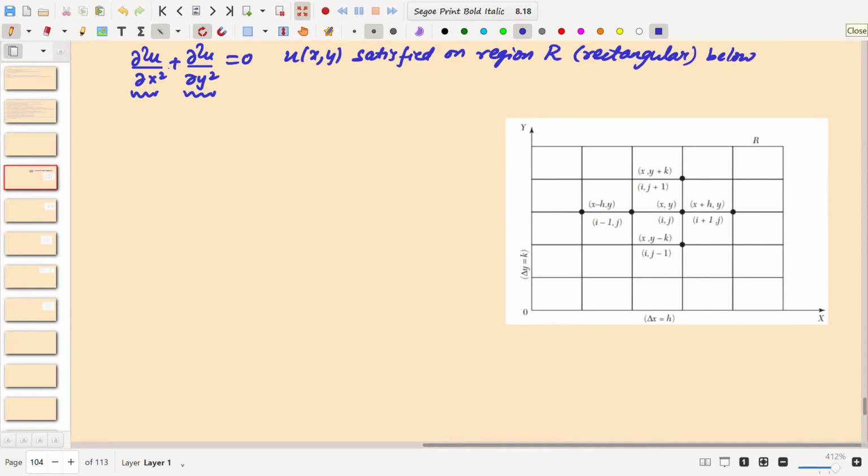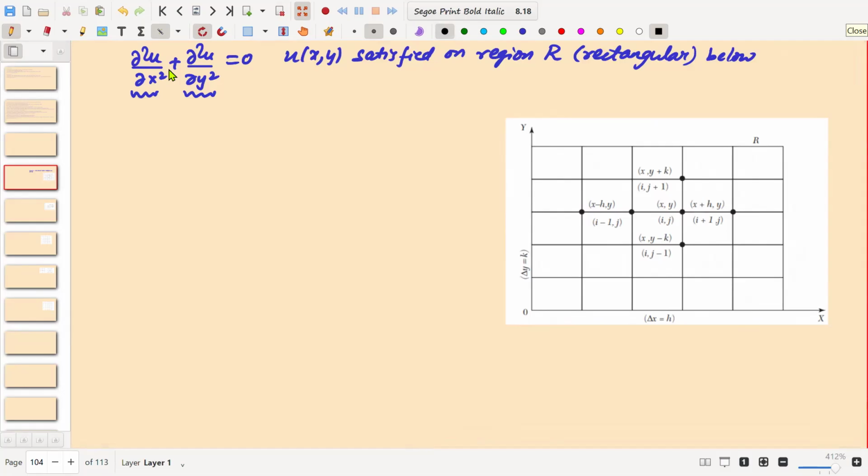So see, the main idea is we will discretize the PDE. I mean, we will approximate ∂²u/∂x² using some finite difference approximations. How are we going to do that? That's my question. Okay, so the idea is, anyway, I will write it down. It will remind you of the formula.